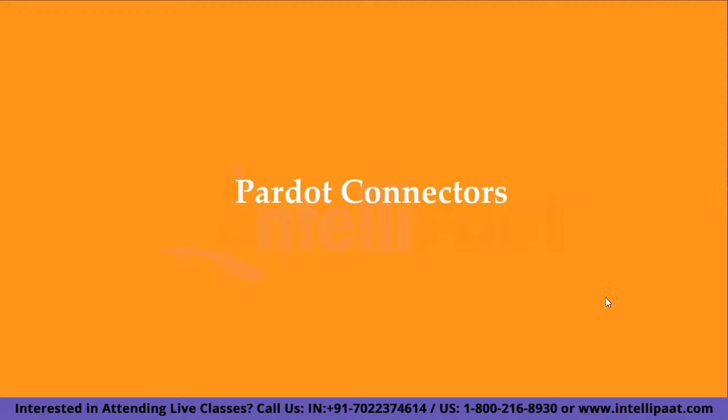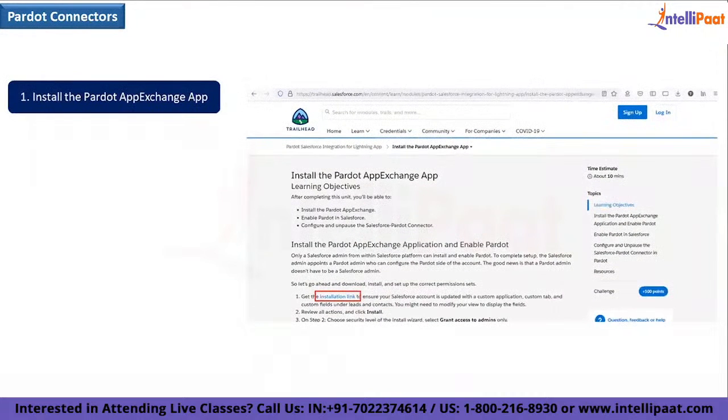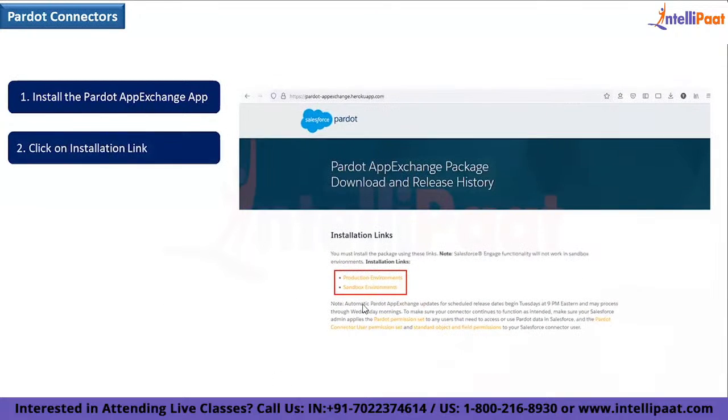So now let us talk about Pardot Connectors. When you are working with Marketing Cloud and the Salesforce CRM, whatever procedure you follow to connect is a similar procedure, with a couple of sections where you will see a difference, and the rest remains the same. First of all, you need to access the Pardot AppExchange site, where you can go for the installation link. If you click on the installation link, it will take you to a page where you have the managed packages to install for production, and also for sandbox.